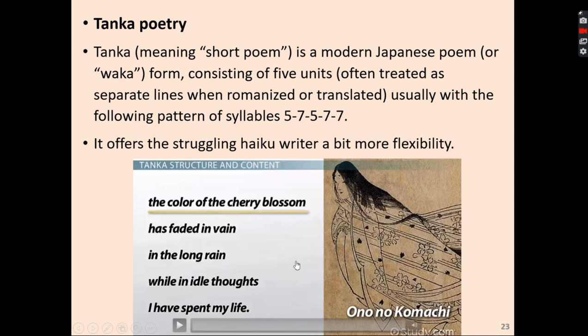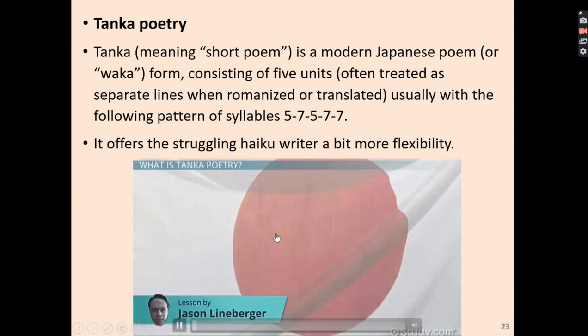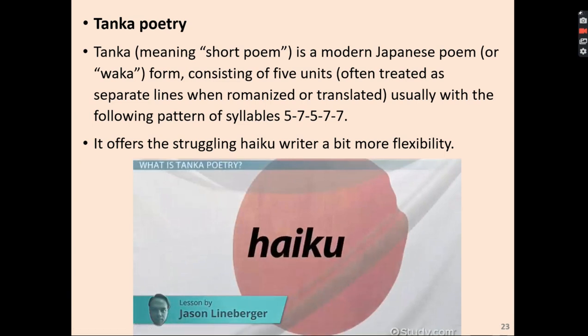Okay, so I hope tanka poetry is clear. Same with haiku, it has a pattern, and for tanka we have 5, 7, 5, 7, 7.